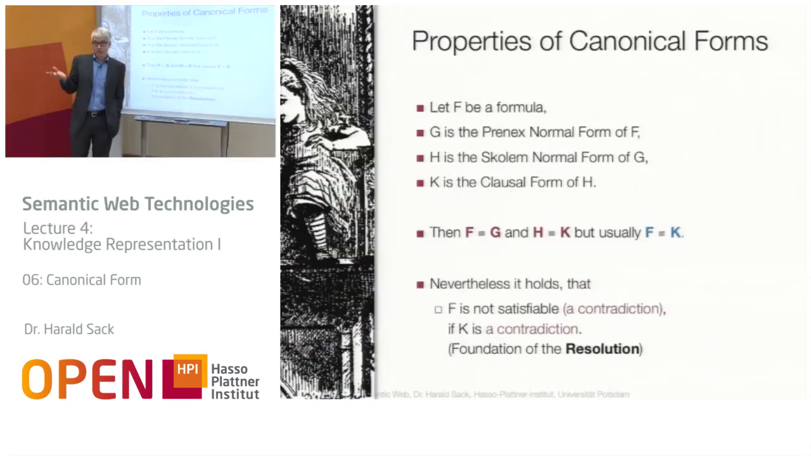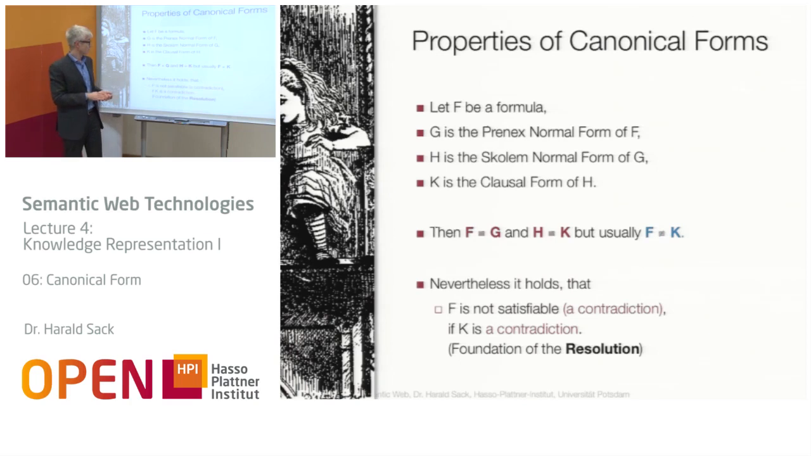Okay, now let's take a look at the properties of the canonical forms. As you might have noticed, the canonical forms have been produced by the application of equivalences, with one exception, and the exception is the so-called Skolem normal form. So between f and g, where f is a formula and g is the prenex form, there are only equivalence transformations. Therefore, both of them are equivalent. Whenever f is true, then also g is true.